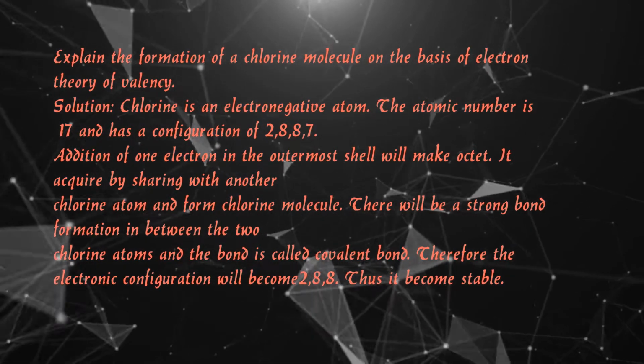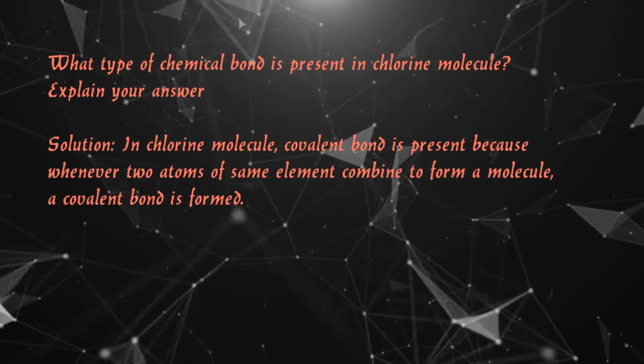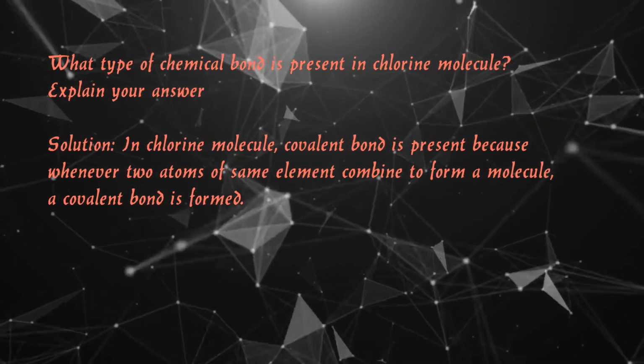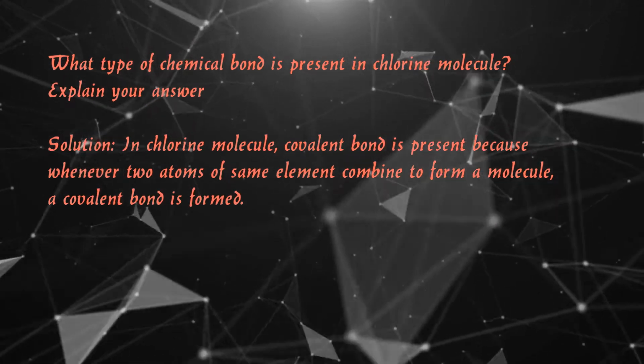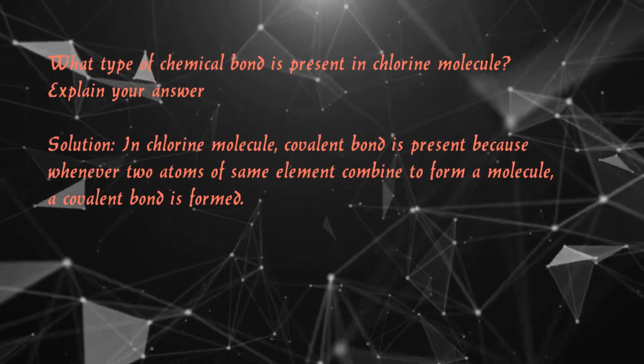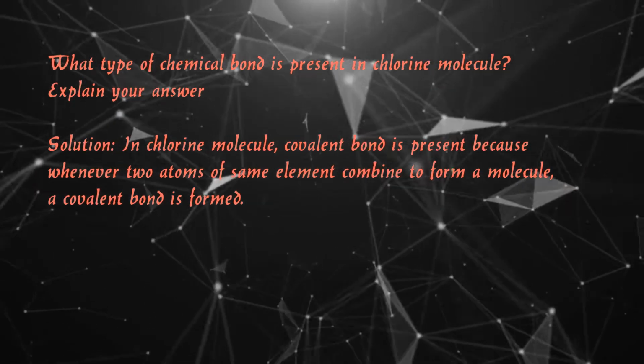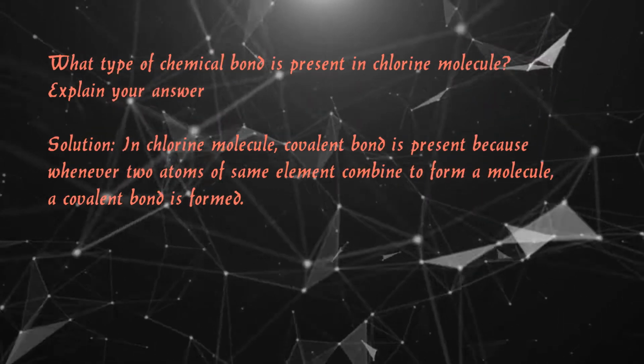Thus it becomes stable. What type of chemical bond is present in chlorine molecule? Explain your answer. Solution. In chlorine molecule, covalent bond is present because whenever two atoms of the same element combine to form a molecule, a covalent bond is formed.